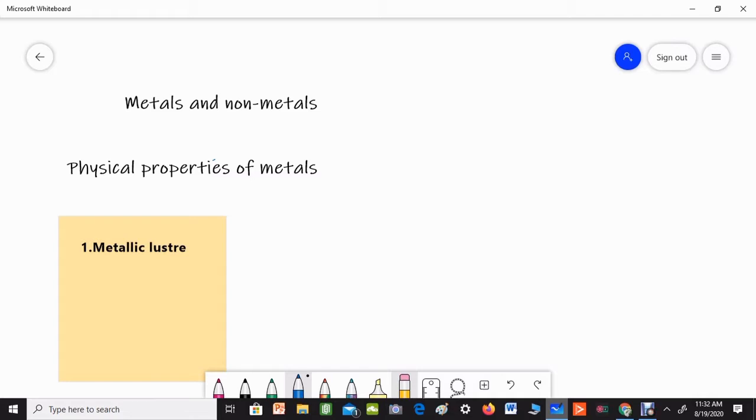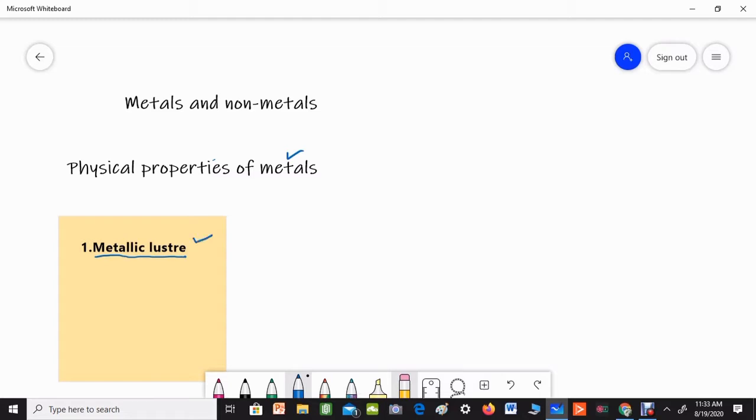Today we will be discussing the physical properties of metals. Let us look at them one by one. The first property is metallic luster. Metals in the pure state possess luster, which means they have a shining appearance. This property is called metallic luster.